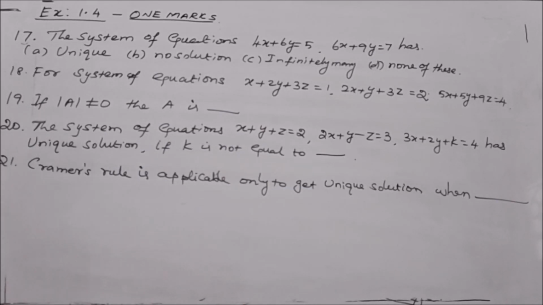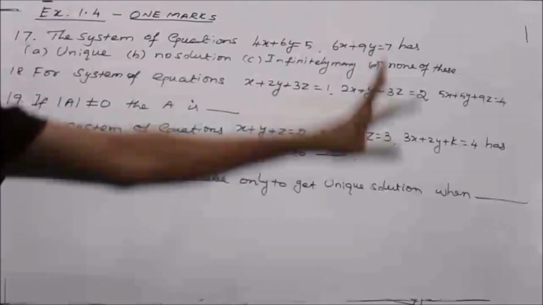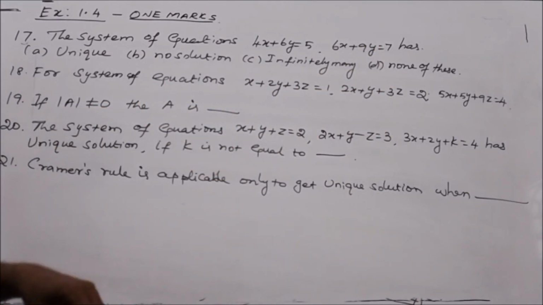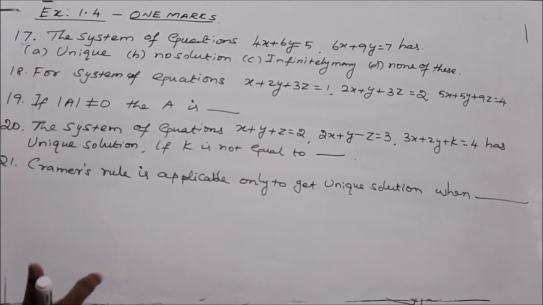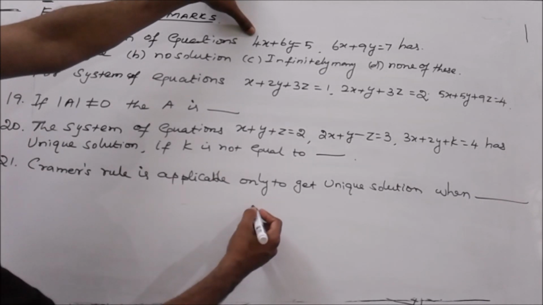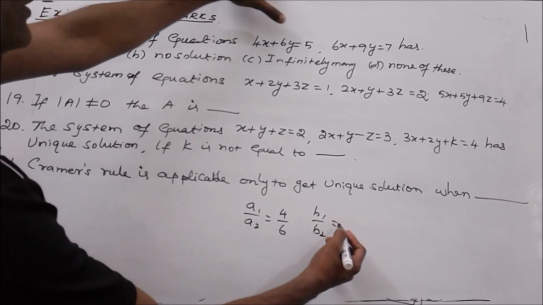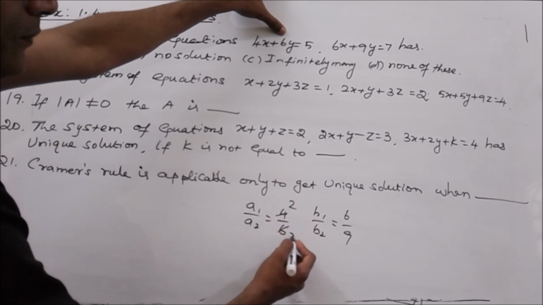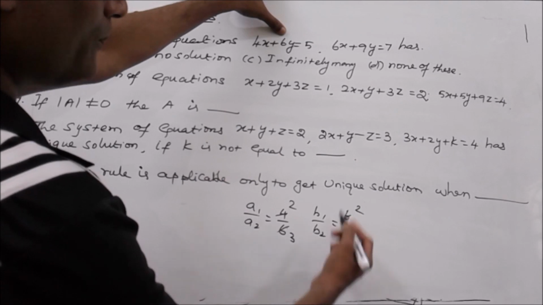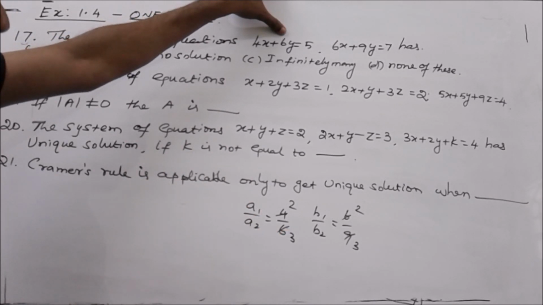The 17th question: the system of equations has unique, no solution, infinitely many, or none of these is given. I told you, if a1 by a2 is not equal to b1 by b2, the system follows a unique solution. So find a1 by a2. a1 by a2 equals 4 by 6, b1 by b2 equals 6 by 9. Now cancelling these two, 2 by 3, here also 2 by 3, so they are equal.